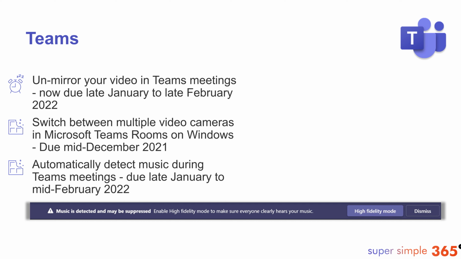Automatic detection of music during Teams meetings. This is due late January to mid February. Now it might be that you're in a coffee shop and you don't want that music passed across, or maybe outside of work, maybe having a remote music lesson, maybe COVID's kicked off again and you're having one of your music lessons. And you do want the music to come across in high fidelity. So you're going to get this banner come up and it'll give you the choice. Do you want to pass the music, or would you rather it kept blocking it out?